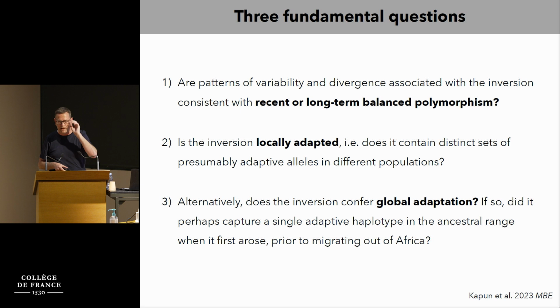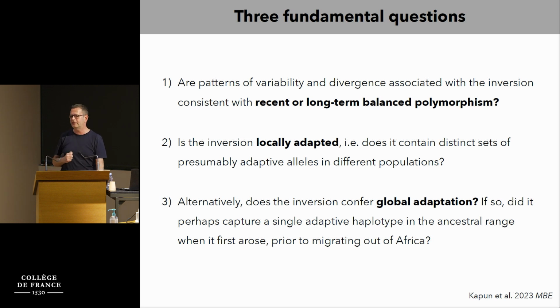So in this paper, we sought to address 3 fundamental questions. The first one is whether patterns of variability and divergence associated with this polymorphism are consistent with recent or long-term balancing selection. This is an interesting question because in Drosophila melanogaster, people have supposed that most chromosomal inversion polymorphisms are probably pretty young and might not be subject to long-term balancing selection.